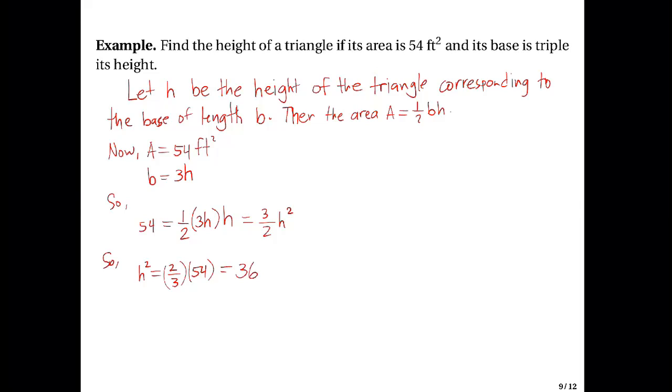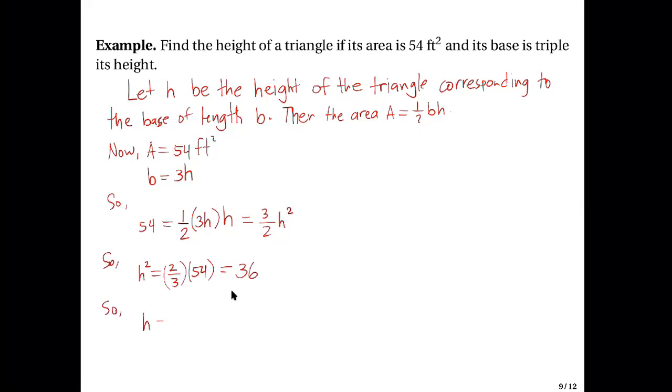Okay? Now, we have here a nonlinear equation. Notice we have h squared equals 36. For this particular example, I am preempting the discussion on solving quadratic equations. For this type of quadratic equation, we do the following. If we have, say, h squared equals some number, this is what we're going to do.